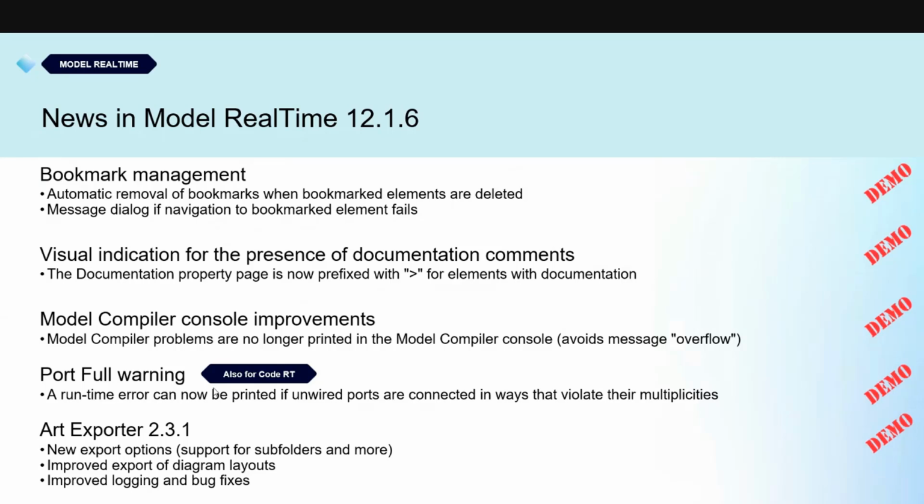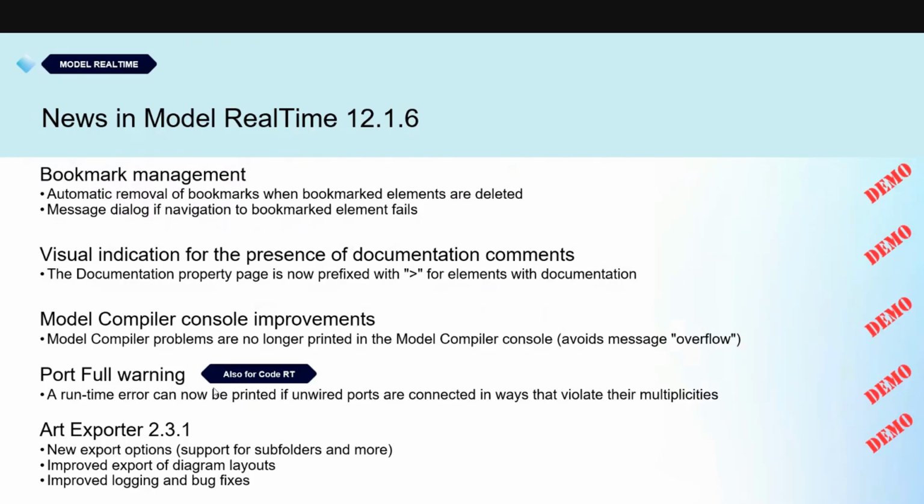Then there is also with these releases a new version of the target RTS, and that is shared, as you know, between Code RealTime and Model RealTime. And one new feature in the target RTS is something we call the port full warning. So it allows you to turn on a configuration setting in the target RTS so that you can get a runtime warning in case you attempt to connect to unwired ports in ways that would violate their multiplicities.